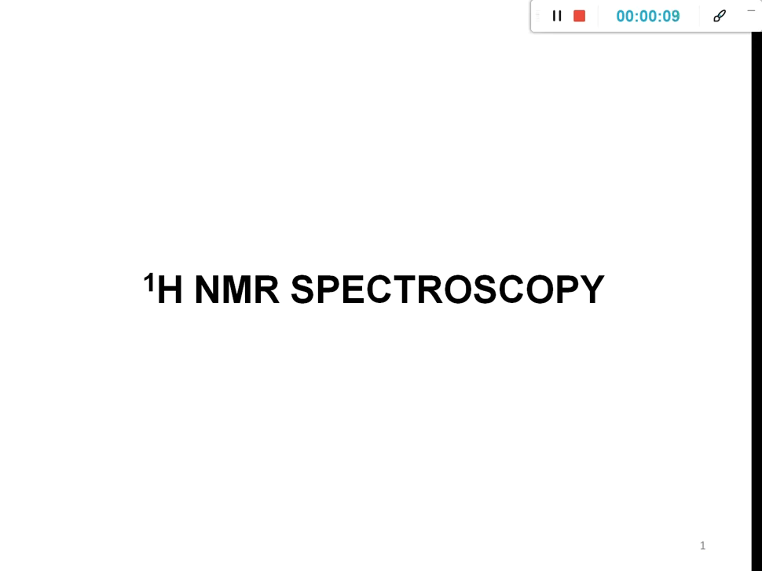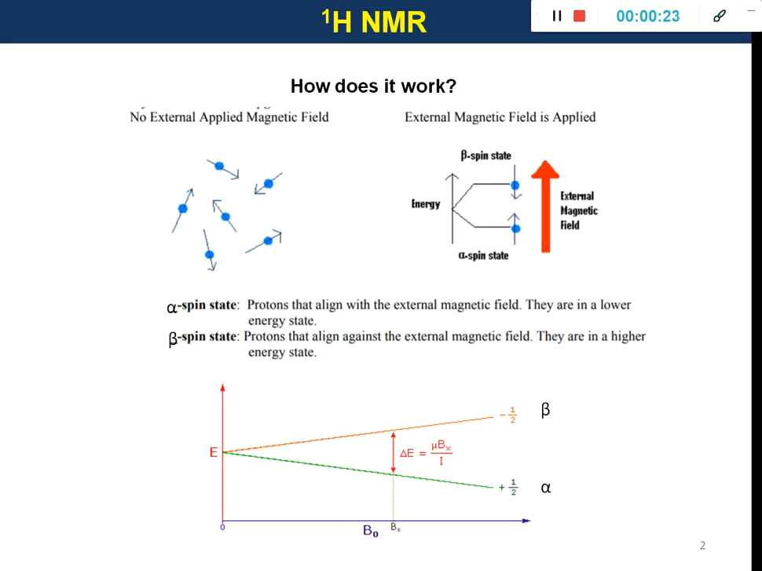Hello everyone, today we are going to learn proton NMR spectroscopy. Nuclear magnetic resonance spectroscopy is a technique used to determine the structure of compounds. In this video, we are going to focus on proton NMR spectroscopy. Even though there are many other spectroscopies including carbon NMR and nitrogen NMR, proton NMR was the first and most common atom used in nuclear magnetic resonance spectroscopy.